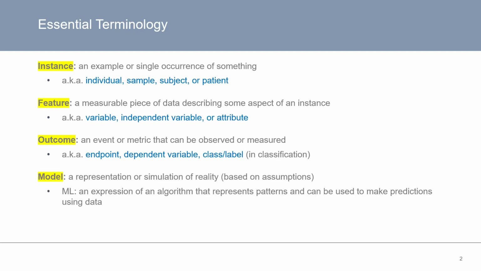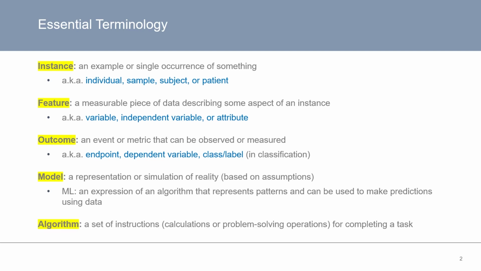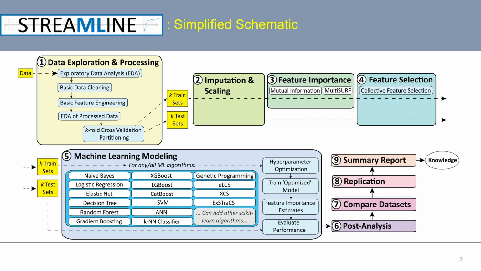Next, a model is a representation or simulation of reality, and in the context of machine learning, it's an expression of an algorithm that represents patterns and that can be used to make predictions using data. And lastly, an algorithm is a set of instructions, in other words, calculations or problem-solving operations, used to complete a task. In this simplified schematic, we can see the 9 phases that make up the STREAMLINE automated machine learning framework.